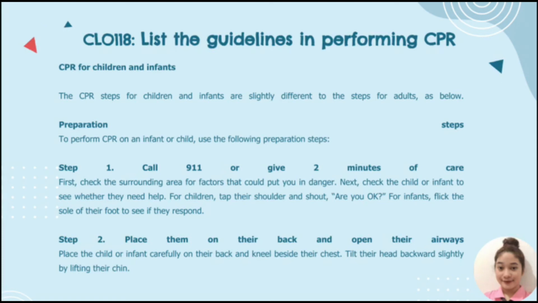Step 2. Place them on their back and open their airways. Place the child or infant carefully on the back and kneel beside their chest. Tilt their head backward slightly by lifting their chin. Open their mouth and check for any obstruction such as food or vomit. If it is loose, remove it. If it is not loose, do not touch it, as you may push it farther into their airways.